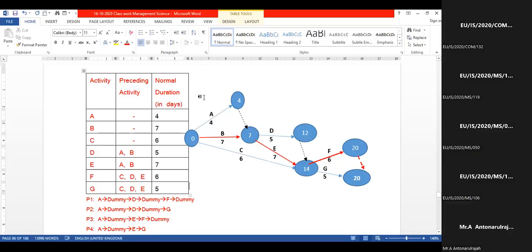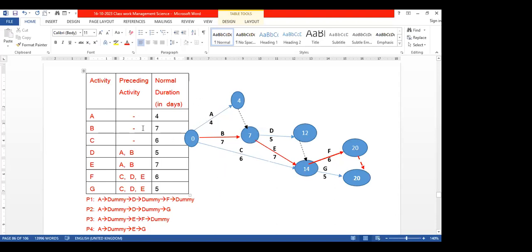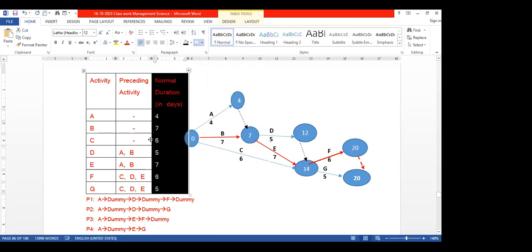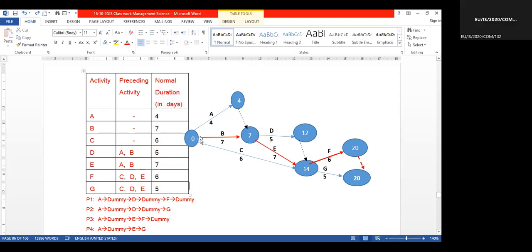Diagram based on this information: A, B, and C have no preceding activities. First, we have to draw the activities and preceding activities. So activity A, there is no preceding activity. B also no. C also no.